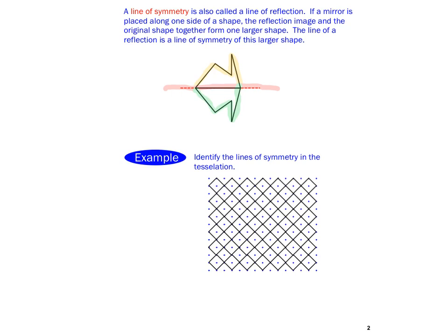Okay, next example. Identify the lines of symmetry in the tessellation. So we have some isometric dot paper, and we have some objects drawn through it. What we want to do is try and see where the lines of symmetry would go. You have to be careful. You have to take a look at this and say, okay, where would this go so that there's an equal amount of stuff on both sides of any line of symmetry that would exist.